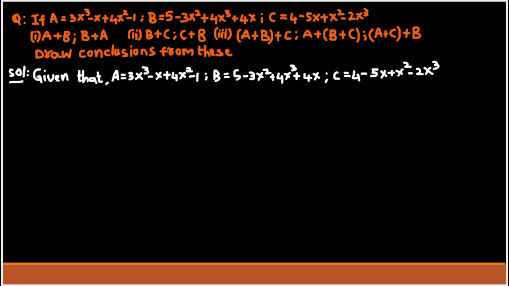Let's solve the solution. Here it is given that a is equal to 3x cube minus x plus 4x square minus 1, and b is equal to 5 minus 3x square plus 4x cube plus 4x, and c is equal to 4 minus 5x plus x square minus 2x cube. Let's solve the sum a plus b.